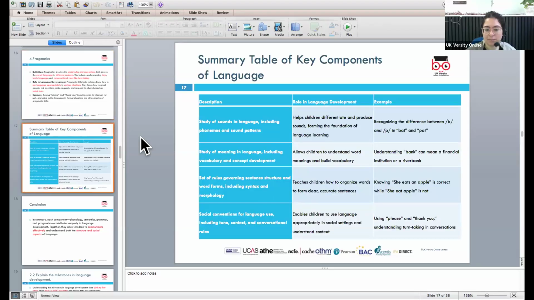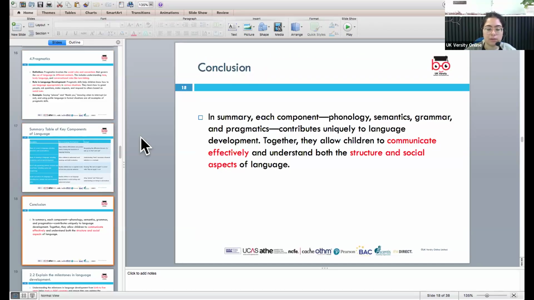So this is the summary table of key components of language, and it's everything that we just discussed. The conclusion would be that, in summary, each of the four components we discussed: phonology, semantics, grammar, and pragmatics, all contribute uniquely to language development. Together they allow children to communicate effectively and understand both the structure and social aspects of language.